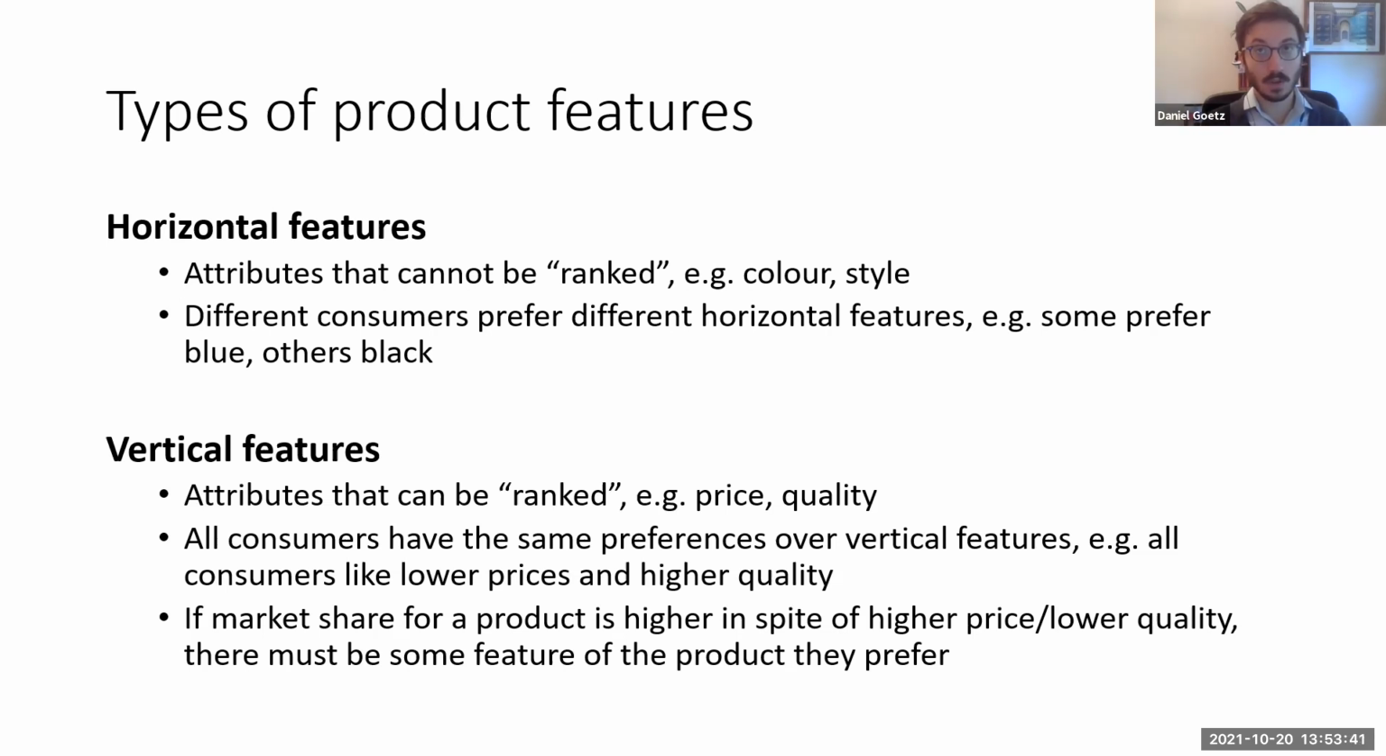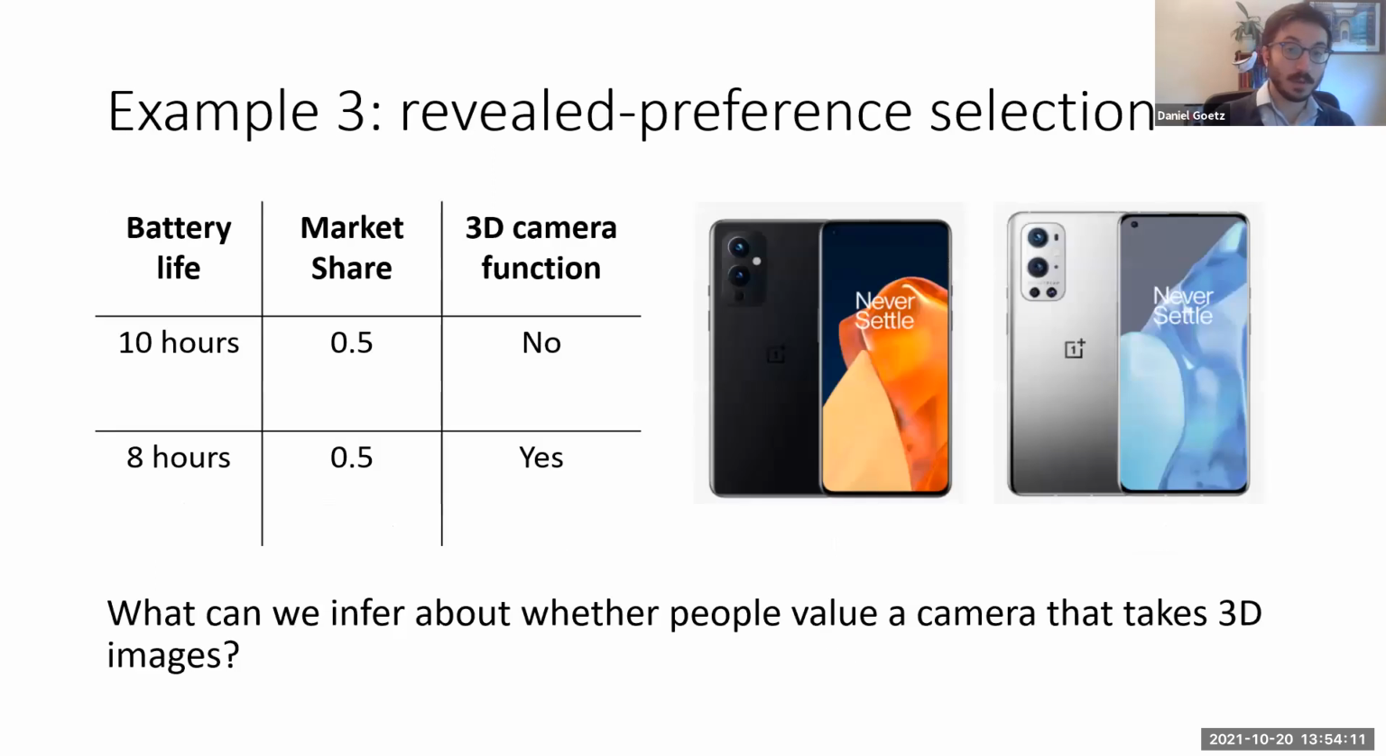Vertical features are things that we can use when we're trying to infer whether people value a horizontal feature or not. But when we're thinking about using this sort of revealed preference analysis, what we can definitely say is that people are not going to like something more because the price is higher, or because the quality is lower. So for our final example, we can look at these two phones.